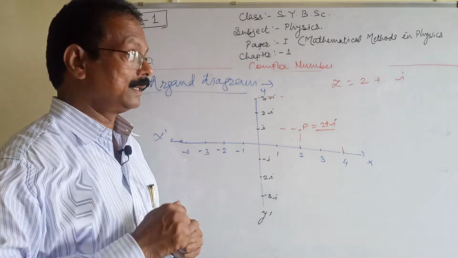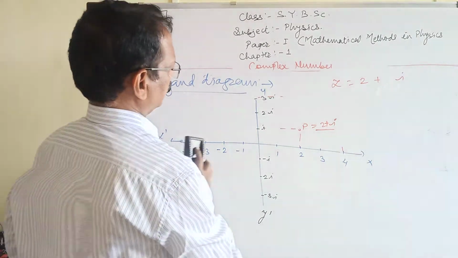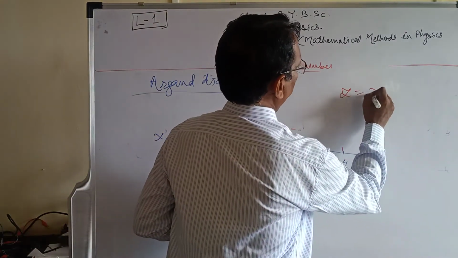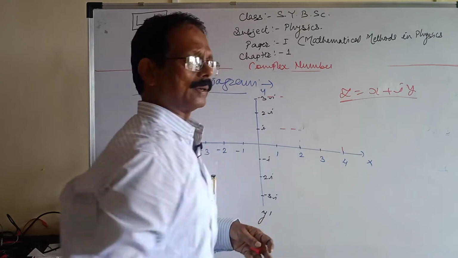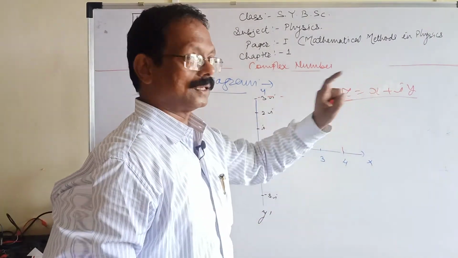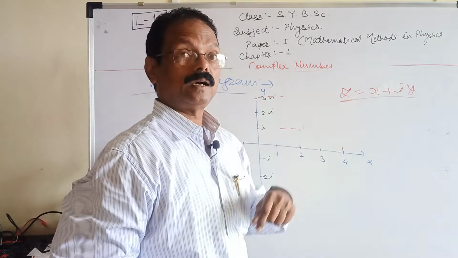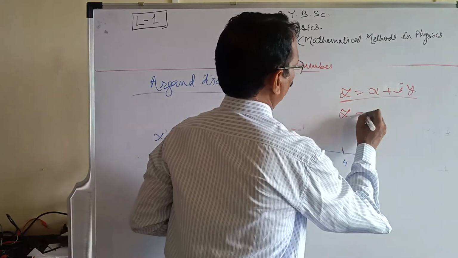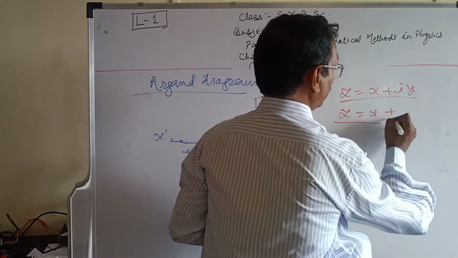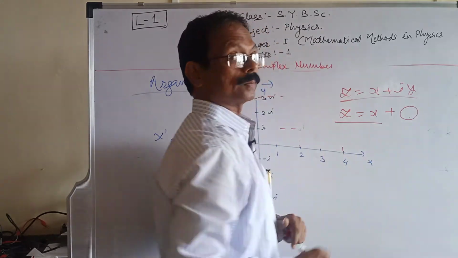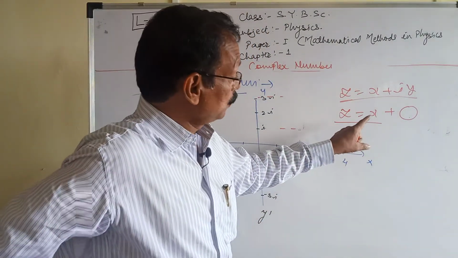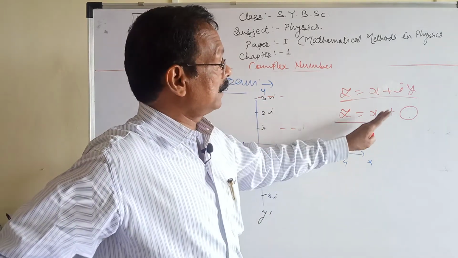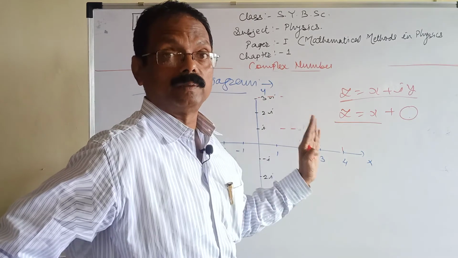Now one important thing: what is a complex number? A complex number is z is equal to x plus iy. Here x is the real part of the complex number and y is the imaginary part. Suppose there is a number z equal to only x. In this case the imaginary part is 0, so it is a pure real number. Then the meaning of that is the imaginary part of that complex number is 0.